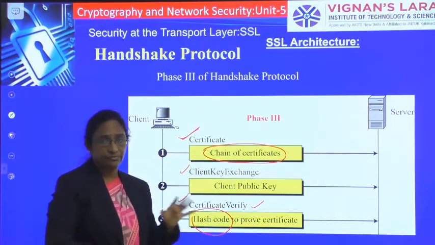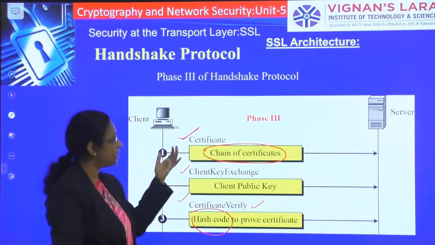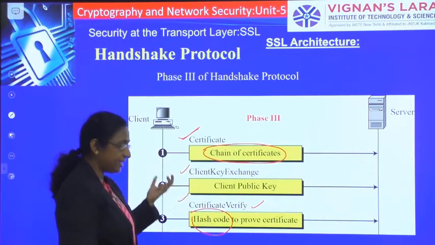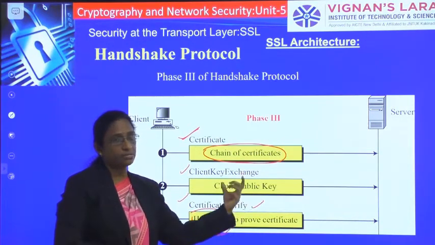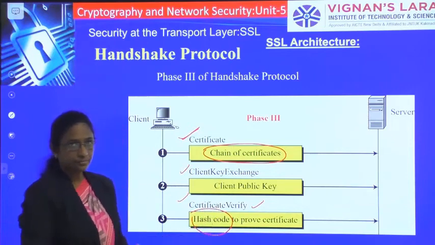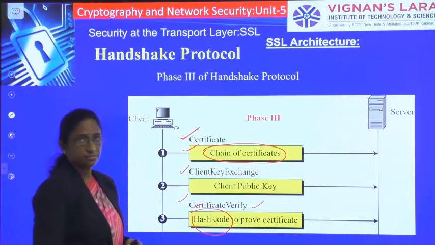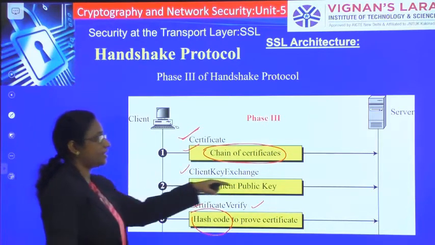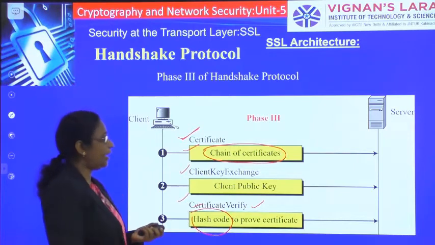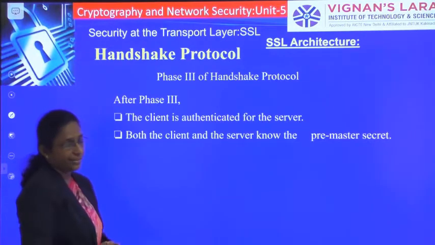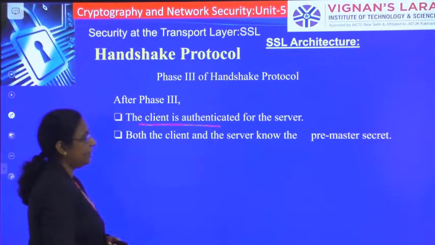So, for the server to authenticate that the certificate it has received is from the client, the client also sends a hash code. This hash code is to prove the certificate. All of these things are sent to the server in phase 3. After completion of phase 3, the client is authenticated for the server.